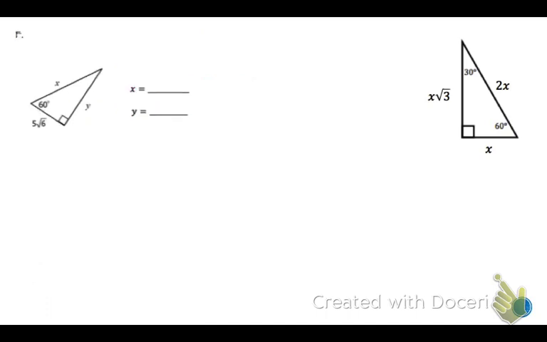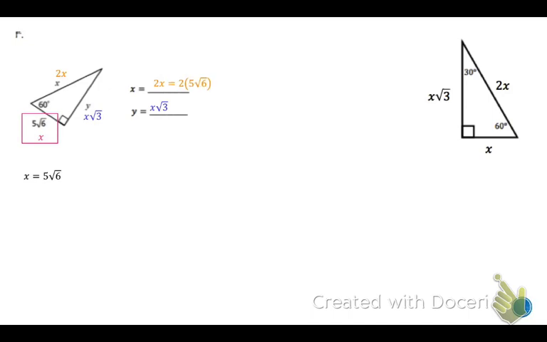So again, label the sides. The hypotenuse is 2x. The side opposite of 30 degrees is x, so 5 square root of 6 equals x. And then the side opposite of 60 degrees is x square root of 3, so y equals x square root of 3. Now I'm going to take what I'm given. So we have x equals 5 square root of 6. That's already solved for x, so we don't have to do anything there. Let's just plug that in up here.